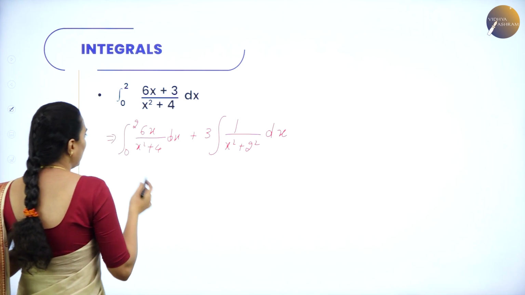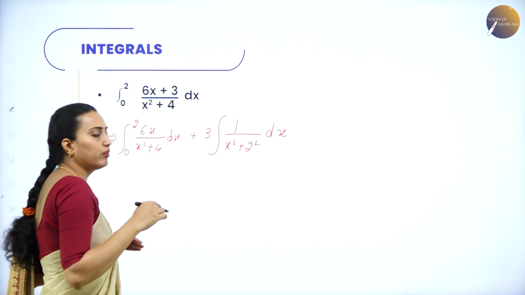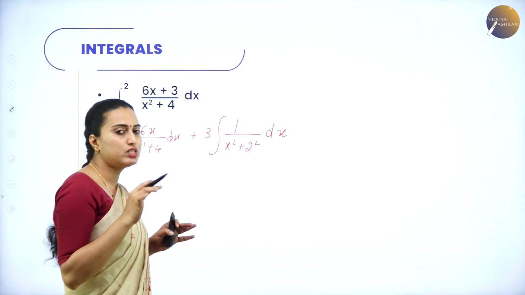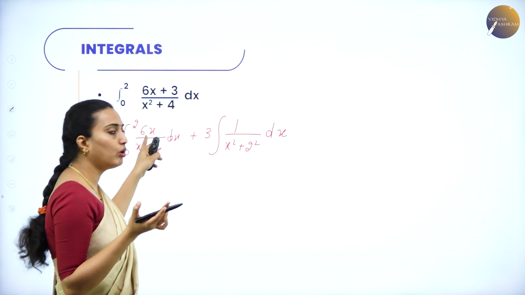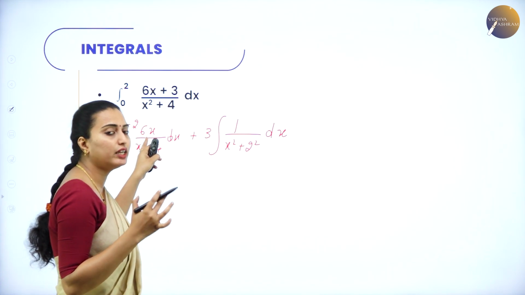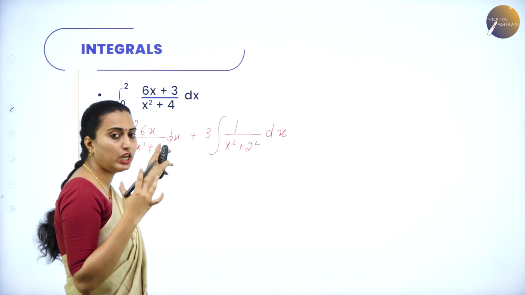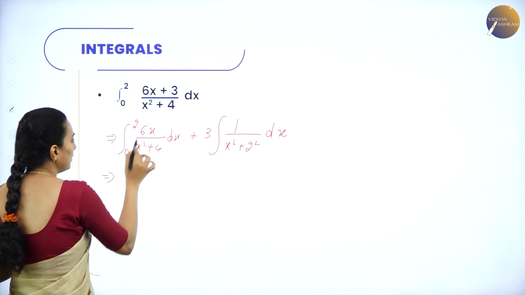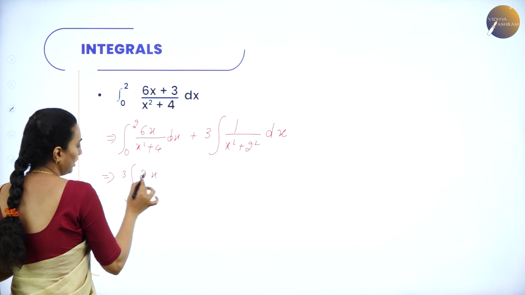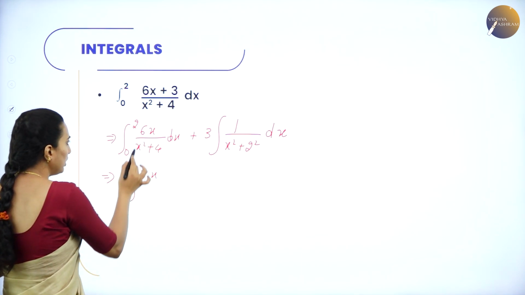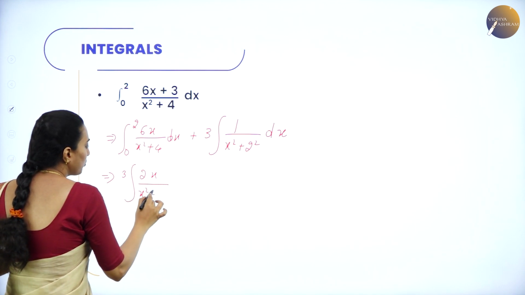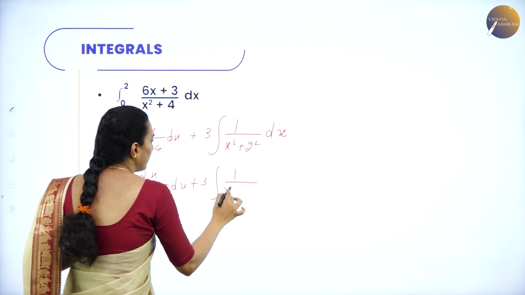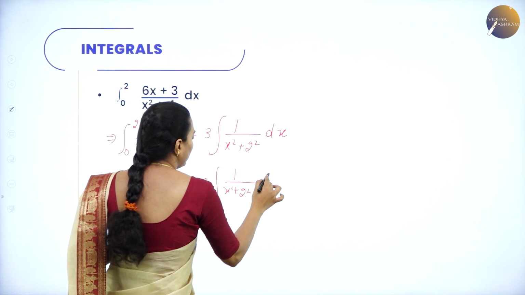So therefore, see, x squared plus 4, if you differentiate, you are going to get 2x plus 0, which is 2x. So in the numerator you do not have 2x, but you can make it 2x by writing 6 as 3 into 2. So therefore, this can be written as 3 into 2x, 3 I have taken outside. Are you getting? 3 into 2x is 6x divided by x squared plus 4 dx, plus 3 into integral of 1 divided by x squared plus 2 squared dx.